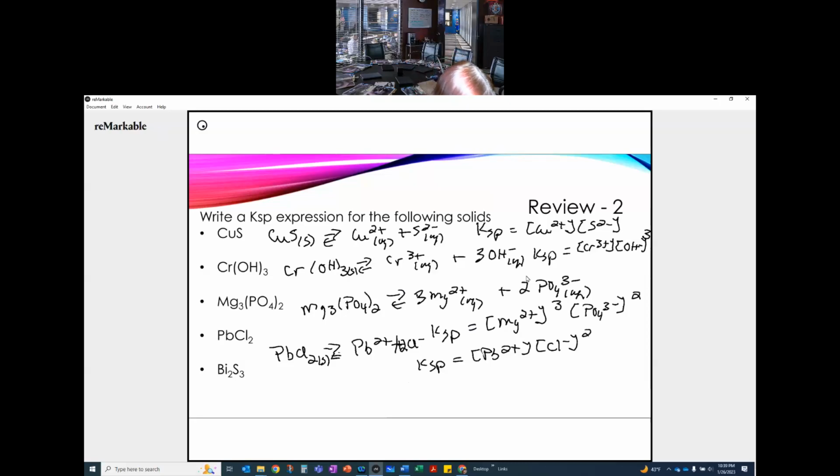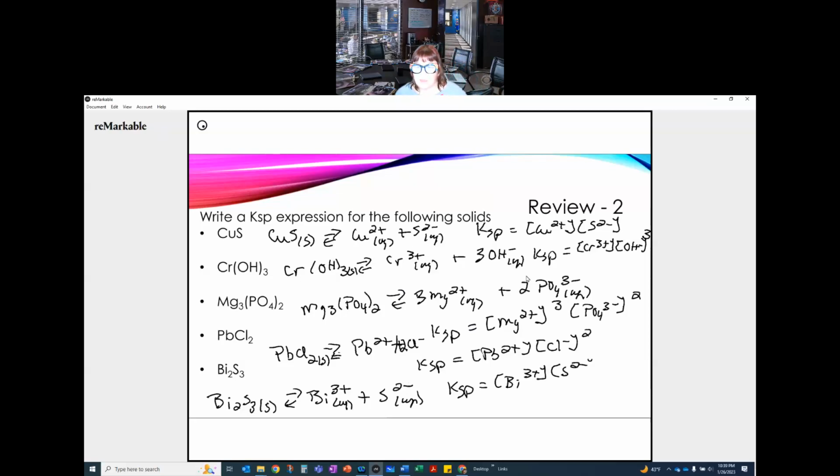And our last one, Bi2S3 is a solid. It comes apart and it gives me a Bi3 plus and an S2 minus. Now I know that S is 2 minus, so that's how I know that the Bi is 3 plus, because we end up with 3 S's and 2 Bi's, and that gives me a total of 6 as my charge. Both of these are aqueous, and that means my KSP is going to be equal to the Bi3 plus times the S2 minus. So that's my expression there.